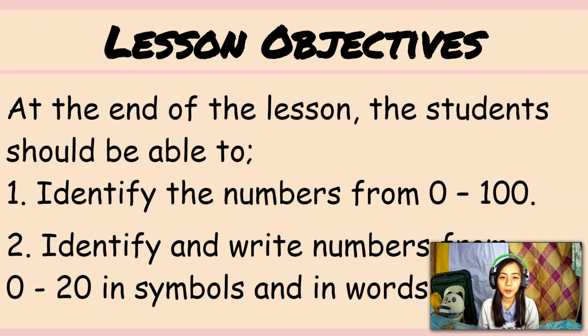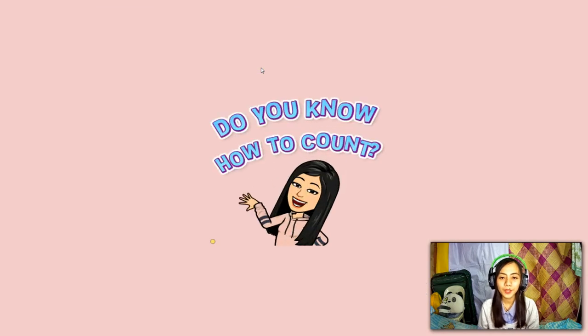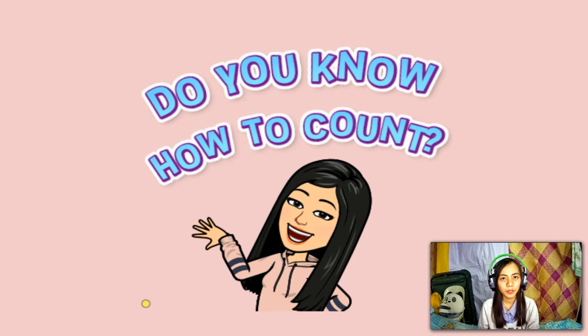So, at the end of the class or at the end of the lesson, the students should be able to first identify the numbers from 0 to 100. Second is to identify and write numbers from 0 to 20 in symbols and in words. Is it clear? Now, so first question is, do you know how to count?